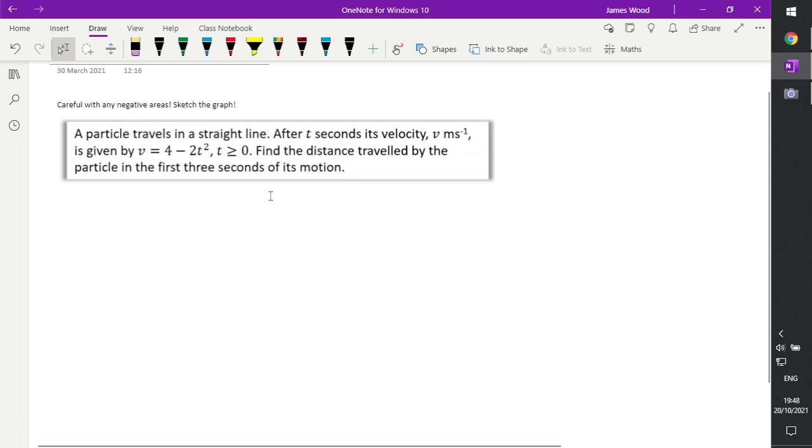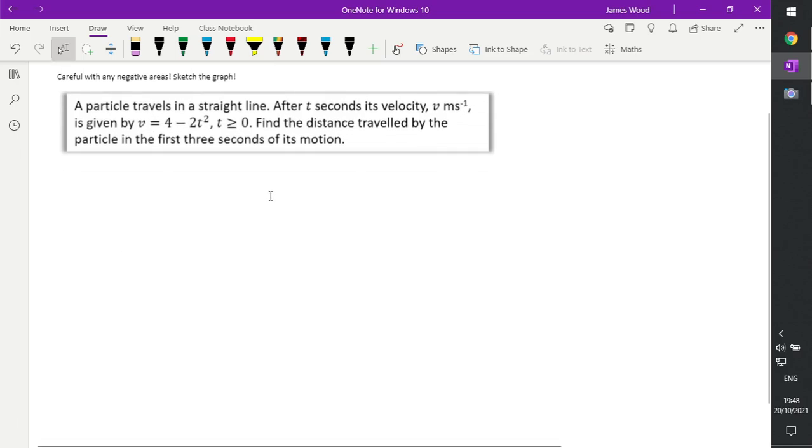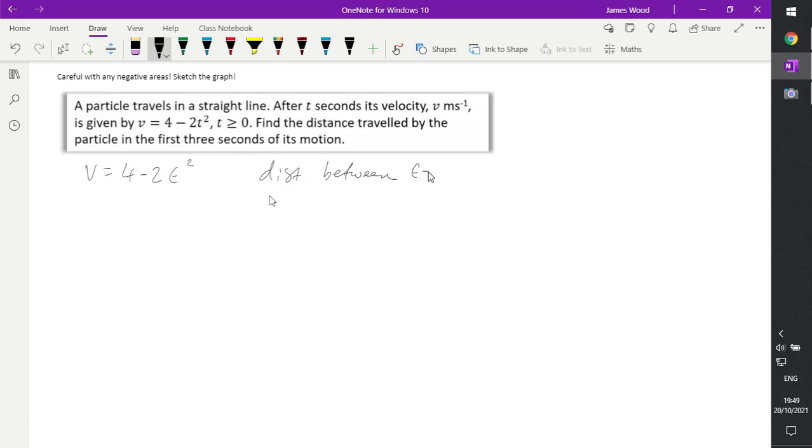Okay, and this third one. You might already notice my hints that I've written above this question. So a particle is travelling in a straight line. After t seconds, its velocity v is given by 4 minus 2t squared, for t is bigger than 0. Find the distance travelled by the particle in the first 3 seconds of motion. So in the first 3 seconds, we're looking at the distance covered between t equals 0 and t equals 3. Okay, so we want to find the area underneath this graph between 0 and 3.